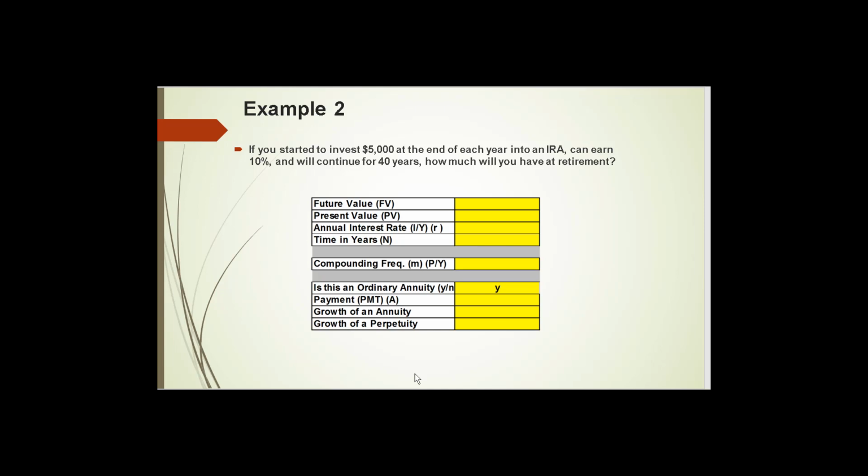If you did it monthly, how would you fix that? Change the payment to a monthly payment, 5,000 divided by 12, and then change the compounding frequency to 12. That would actually grow to 2.6 million. So you get an extra $400,000 by investing monthly rather than annually.